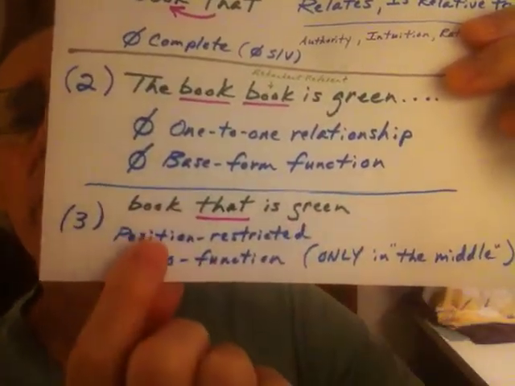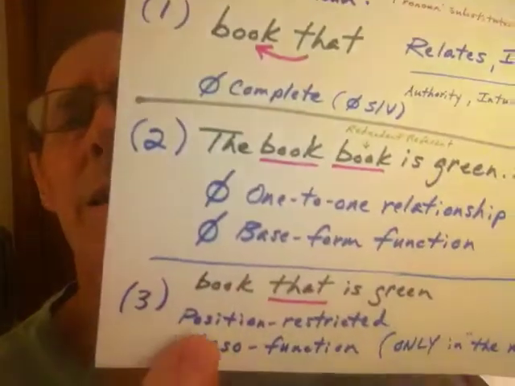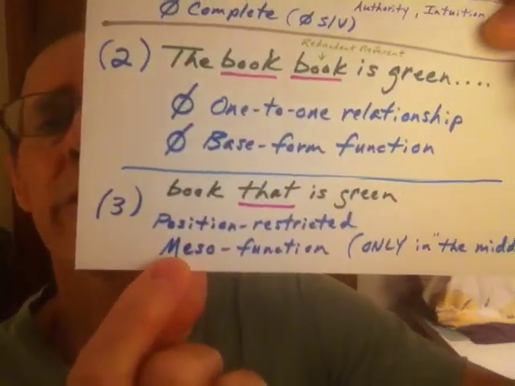So we notice something right away. It's position restricted. Book that is green. The word that has to come in the middle. It has to come in the middle or it won't work. So we could call that a meso function. Meso meaning middle. So we know it has to come in the middle.